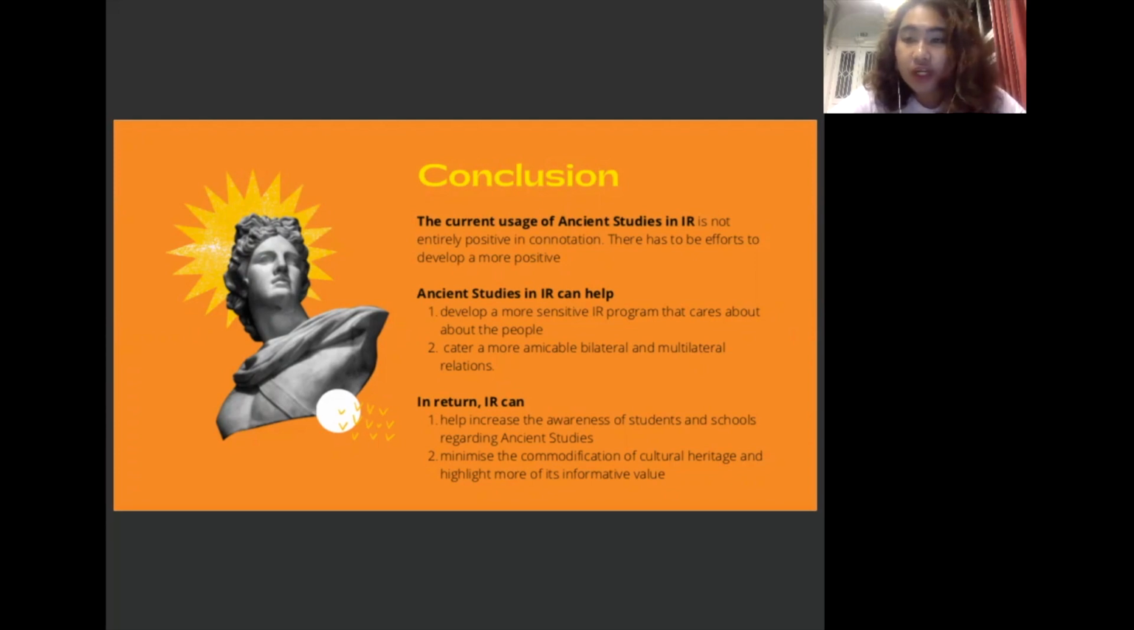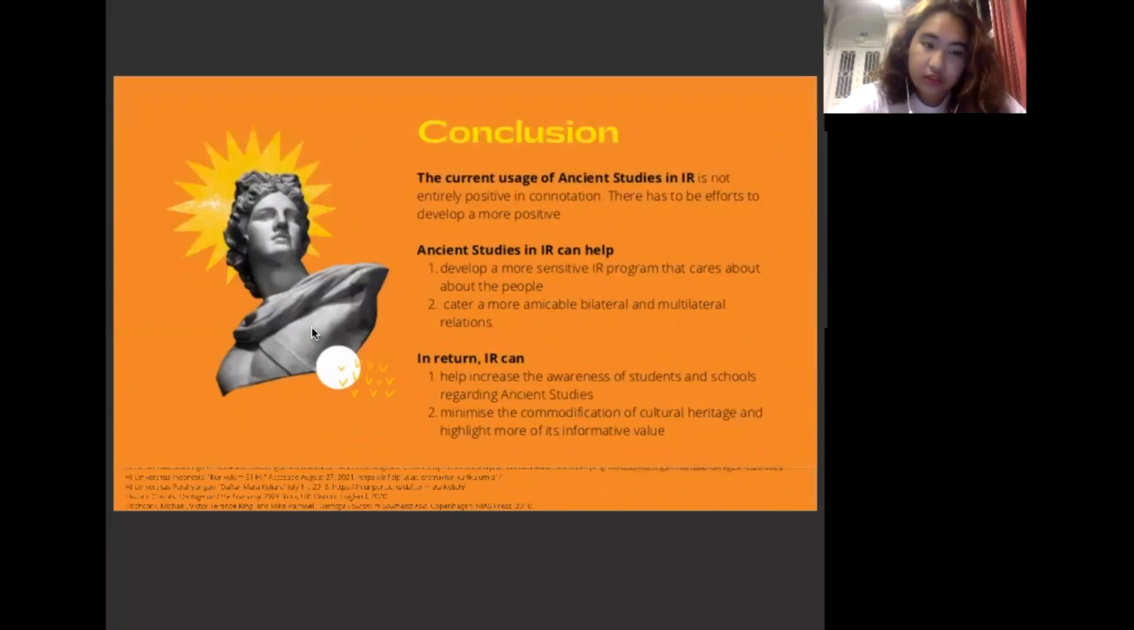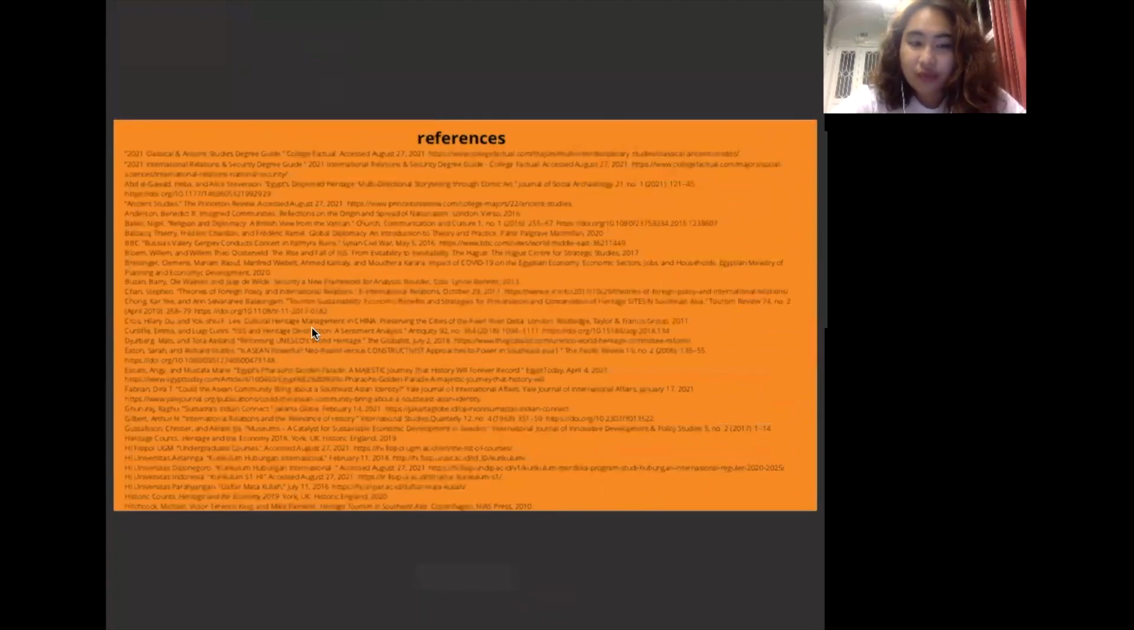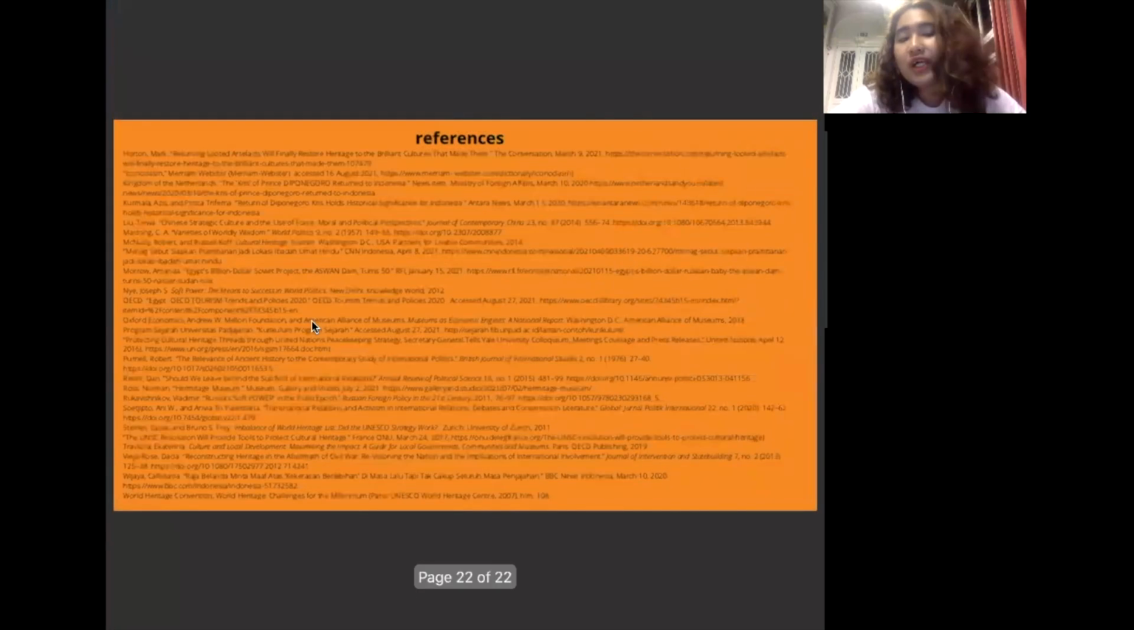In return, the rising popularity of IR can help increase the awareness of students on how ancient studies is a subject that is not just interesting and dynamic, but also relevant to IR careers and the current reality of society. With that, given the trend of commodifying and using cultural heritage as a tool, IR can start to see ancient studies as a subject with values that can help in the development of global politics and relationships. And so with that, I hope that this video can help you catch a glimpse of the importance of ancient studies in international relations, as well as champion the process of restarting the spark to learn ancient studies.